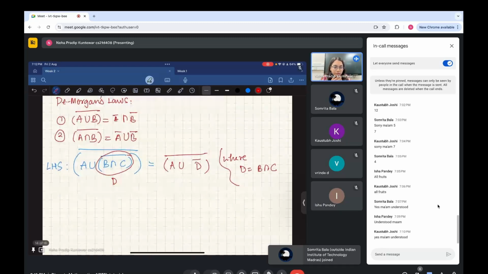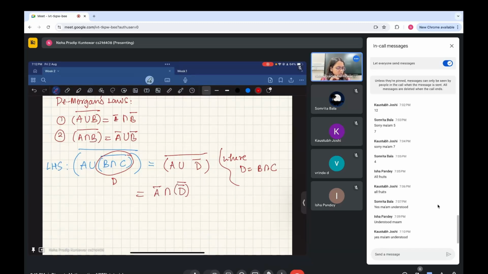So now what we will do is we will apply the De Morgan's law. So this gives that this is equal to A bar intersection D complement complement. So this simply follows from De Morgan's law. Okay, so what we have done is we have simply written B intersection C as D. We replaced it in the formula and then we applied De Morgan's law. So this is what we have right now. Now the question is what would D complement look like?